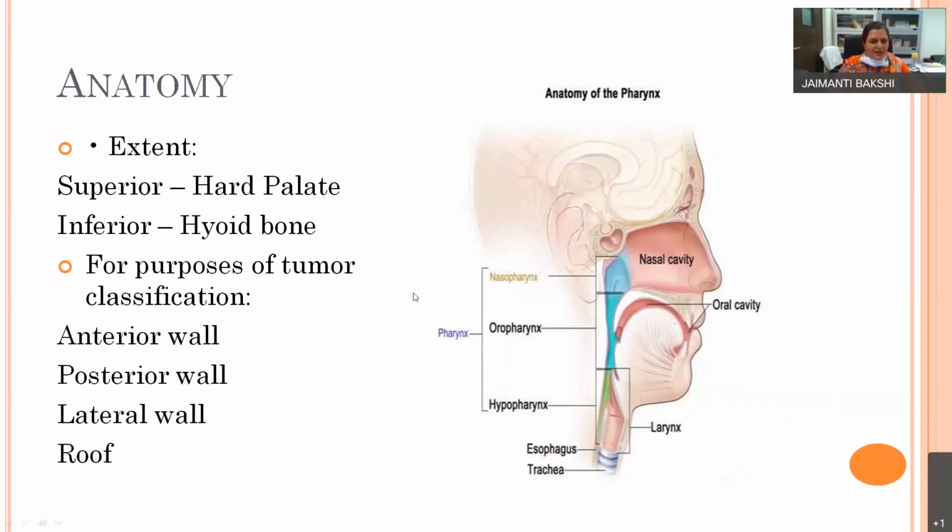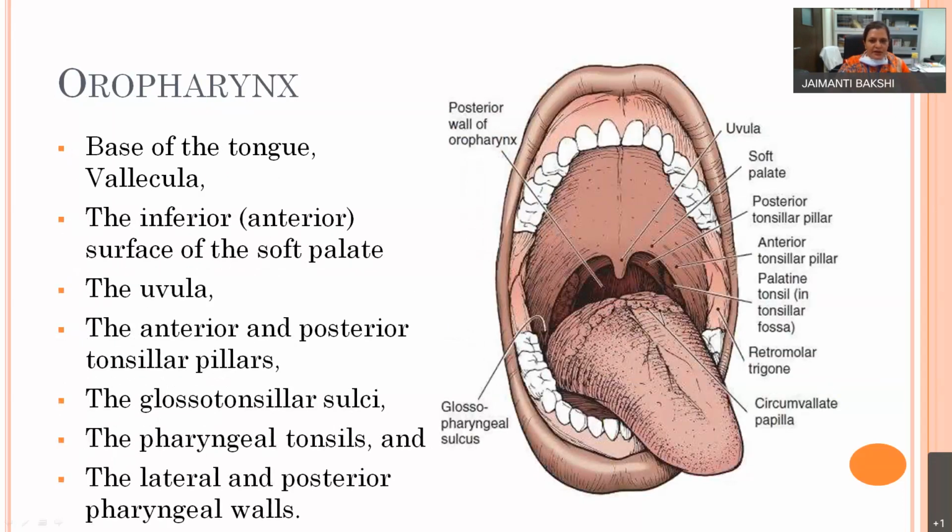Anteriorly it communicates with the oral cavity. And here in this picture you can see this is posterior wall of the oropharynx. This is uvula and soft palate. They form the superior boundary. Palatine tonsils, anterior and posterior tonsillar pillars are also part of the oropharynx. Glossotonsillar sulcus and retromolar trigone. These are the circumvallate papillae, and part of the tongue which is posterior to the circumvallate papillae comes in the oropharynx and anterior part comes in the oral cavity.